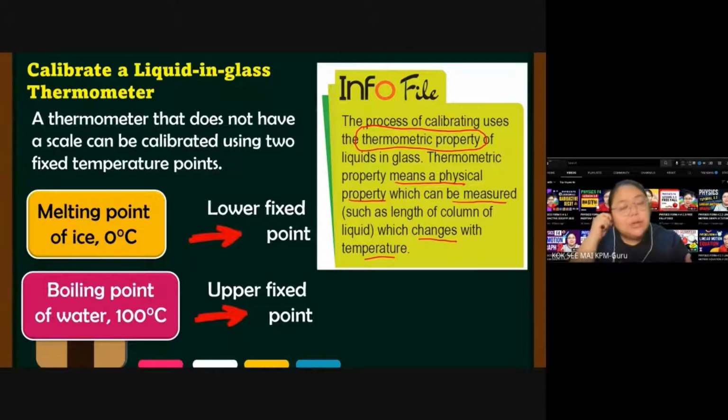Because different objects use different thermometers to measure the temperature. For the simple one, liquid, we use mercury, and sometimes we use alcohol. So when they ask you about the thermometric property, in your mind you must think about what represents the temperature. For mercury, the volume expansion of the mercury represents the temperature. So this is the meaning of thermometric property.